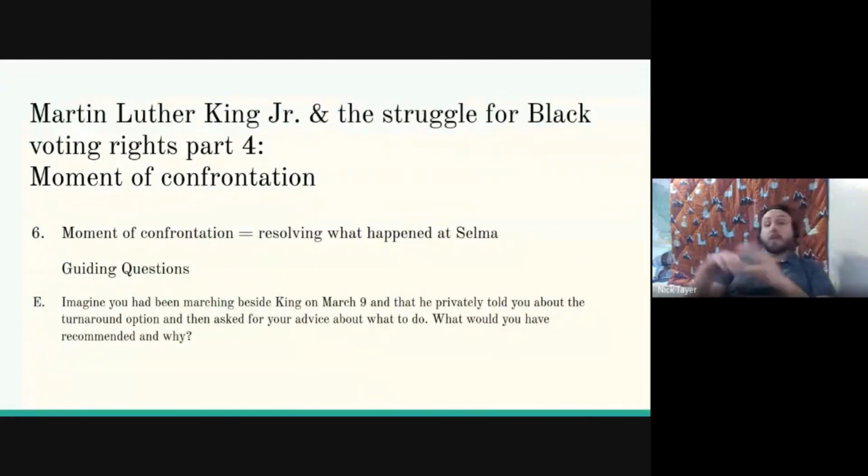This is really the assessment part of what we're doing here. This is the part where we're trying to get students to support and defend conclusions, right? To come up with their own answer.